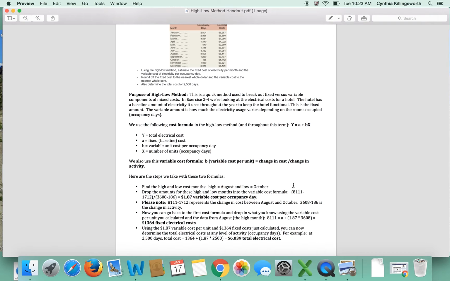$6,039. This method is really useful for budgeting. So you're trying to figure out how much cost you're going to have in the future based on how much activity you think you're going to have, and this allows us to create an estimate for that.